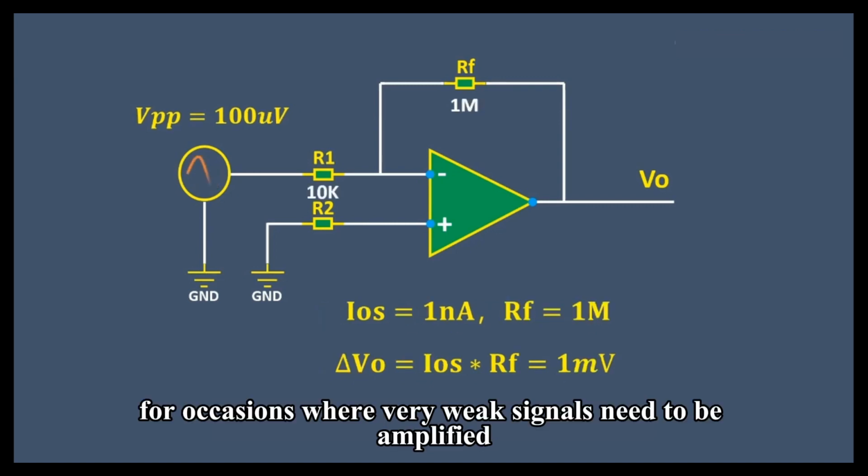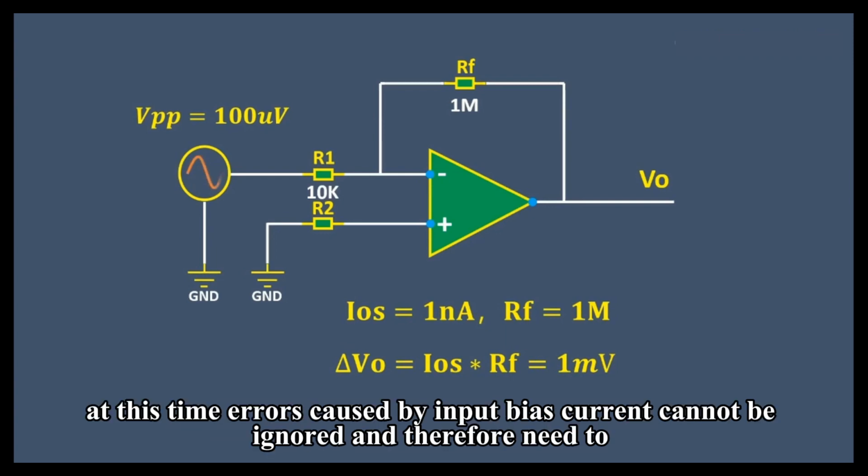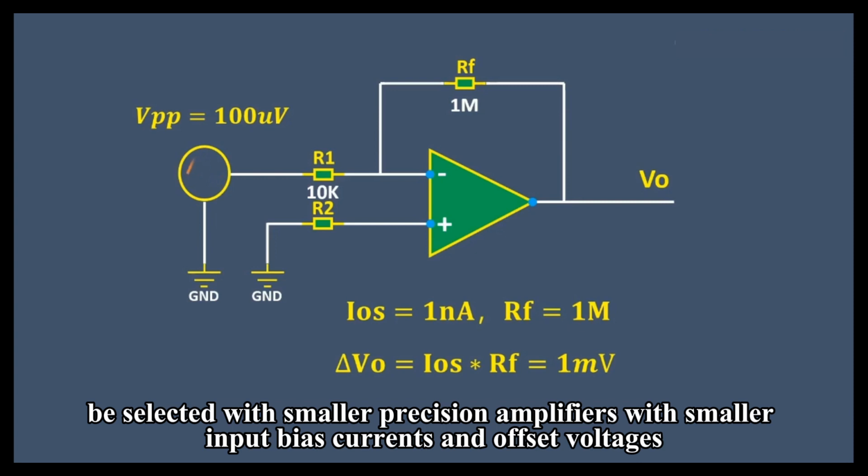However, for occasions where very weak signals need to be amplified, such as when signals themselves are at the μV level, errors caused by input bias current cannot be ignored and therefore precision amplifiers with smaller input bias currents and offset voltages need to be selected.